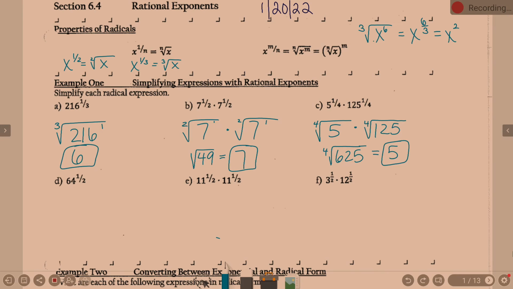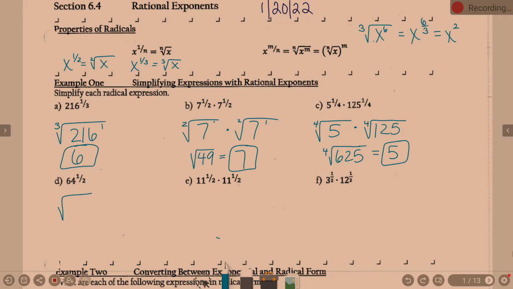Are we hitting the point where D is the easy one now? Yeah. 64 to the 1/2. I'm just hearing 8. You guys skip the middleman here? I'm not against it. I get it. But I'm still going to write down the middleman.